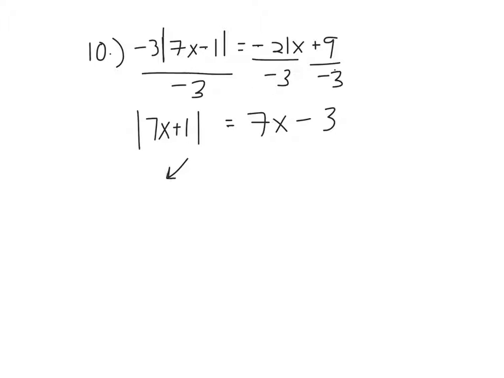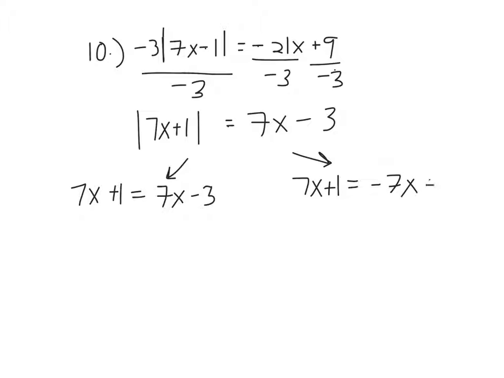From here, I can now make my two equations. The first one is equal to the positive answer, so 7x plus 1 is equal to 7x minus 3. That's my first equation. And then my second equation is 7x plus 1 equals negative 7x plus 3. I have to make the -3 a positive. If I solve this first equation, I'm going to actually end up with no solutions.